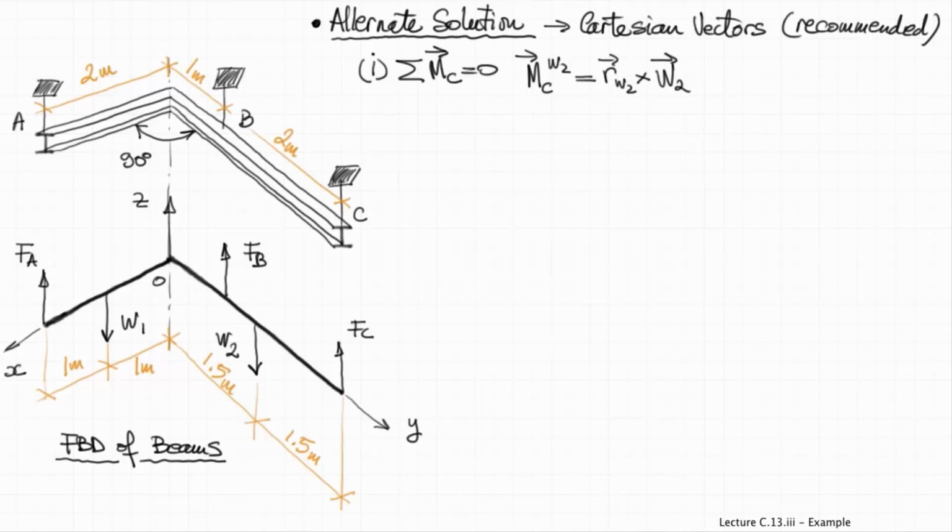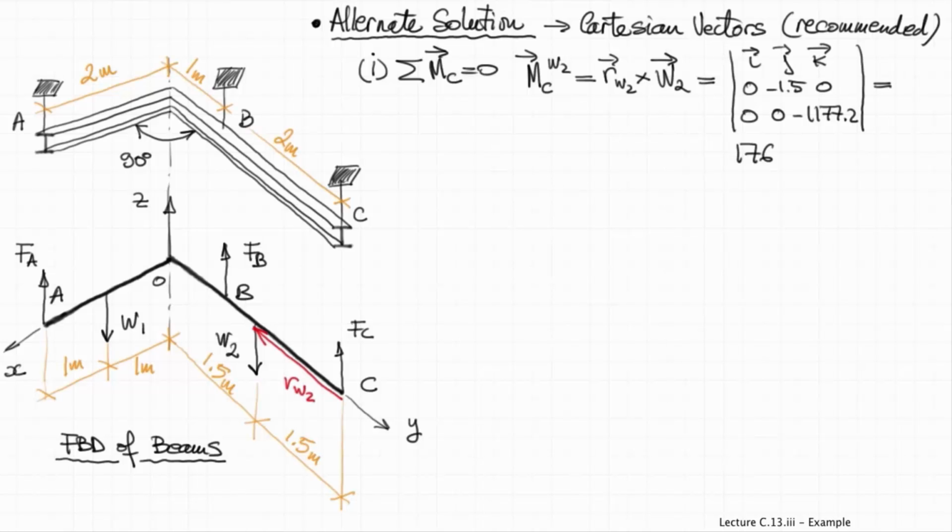So I'm going to write the same equation, summation of moments about point C equals 0, in Cartesian vector format. So that means I would have to calculate the moments of each force with regard to point C. So I'm going to start first with weight W2. So this will be equal to the cross product between a position vector for W2 and the weight W2. The position vector will run from point C, as you can see in the diagram, to W2.